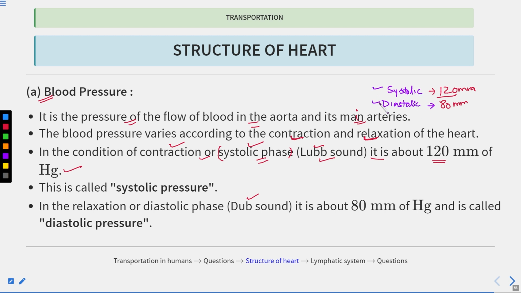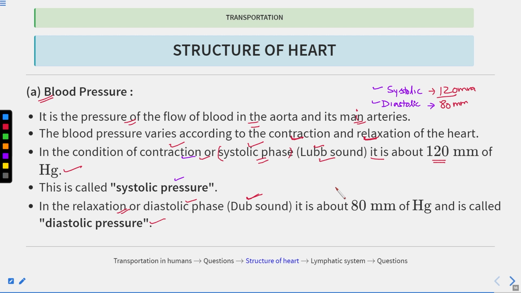Okay, this is clear. Now, this is the systolic pressure, meaning the pressure generated during the contraction of the heart muscles. Now, another one is the diastolic pressure. What is diastolic pressure? During the relaxation, or the diastolic phase, a sound is created that is known as the dub sound. So the heartbeat is basically lub and dub.